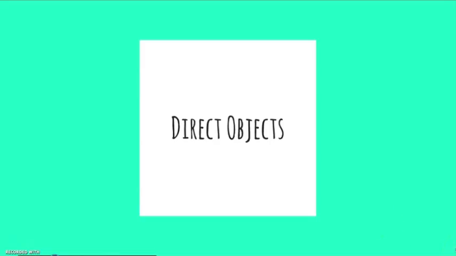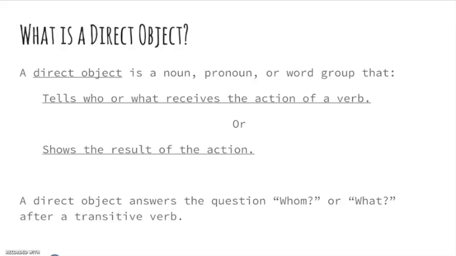So now we're getting into direct objects. So you want to draw a line right after the object notes there with the examples, and then start fresh with direct objects. Now you don't need to start a new page, but it helps you to break it up. So what is a direct object? A direct object is a noun, pronoun, or word group that tells who or what receives the action of a verb or shows the result of the action. So, a direct object answers the question whom or what after a transitive verb.